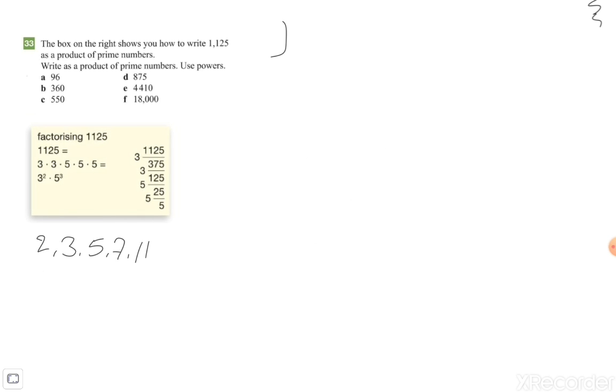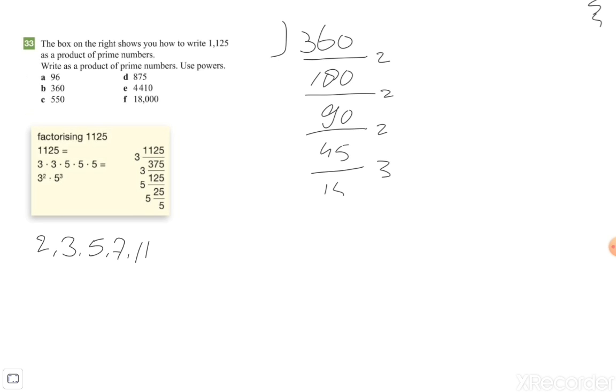Let me just go on with exercise B. 360. Alright, can we divide it by 2? Yes, it's 180. We can divide it again with 2, that's 90. We can divide it again with 2, because that's 45. Alright, we can't divide it with 2 anymore, so we go with the next prime number, that's 3. And we can divide it with 3, because that's 15. We can even divide 15 by 3, because that's 5. And there you go. We need to go on with the next prime number, and the next prime number is 5. And that's 1. And those are the prime factors.